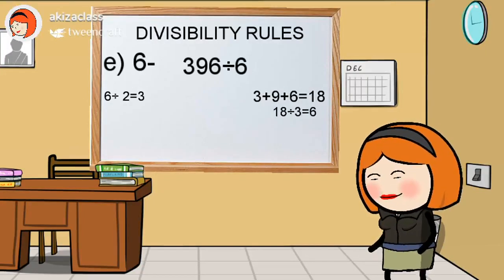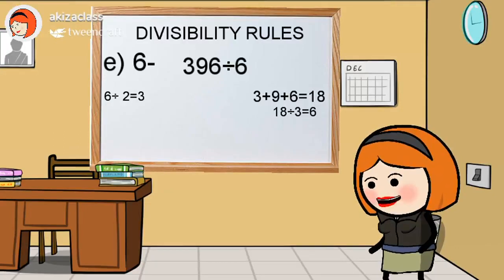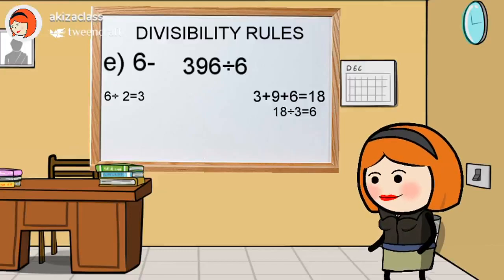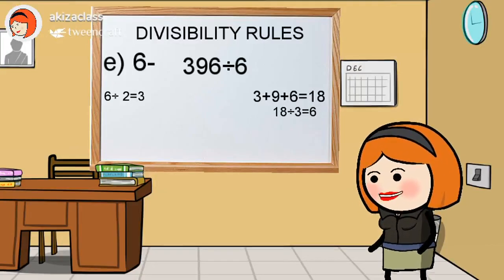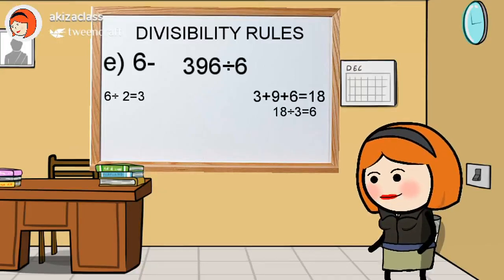Let's take an example. Is 396 exactly divisible by 6 or not? To check whether the number is divisible by 6, first of all we will check whether the number is divisible by both 2 and 3. So first let's check whether the number is divisible by 2 or not. The last digit of the number 396 is 6 and 6 is divisible by 2. So the whole number 396 is divisible by 2.